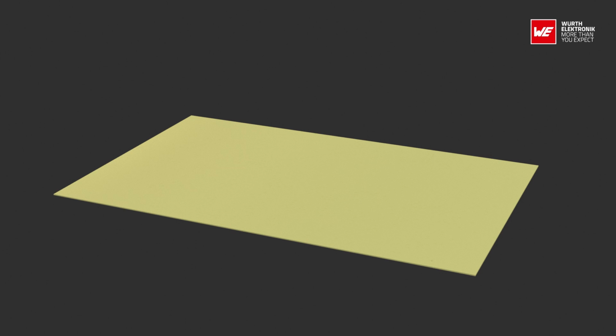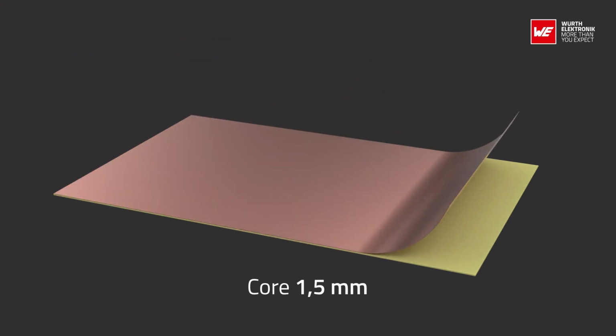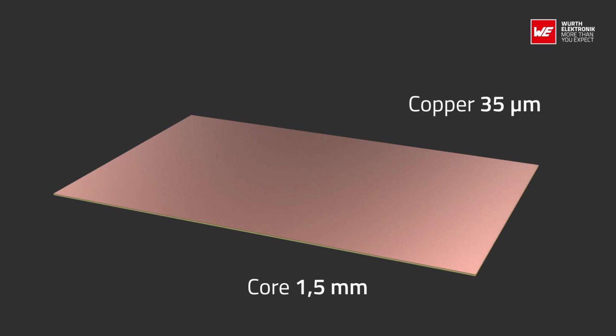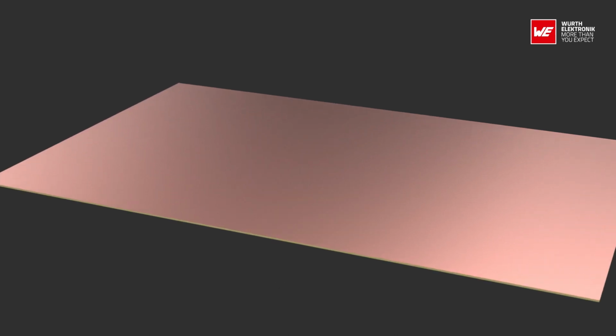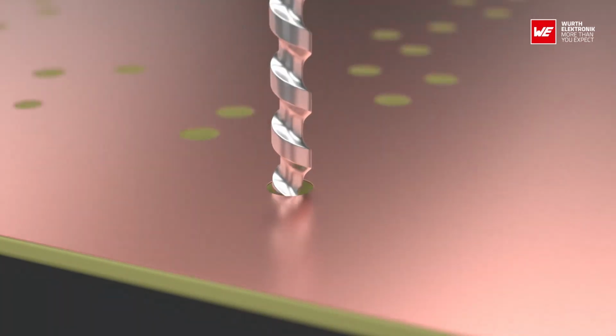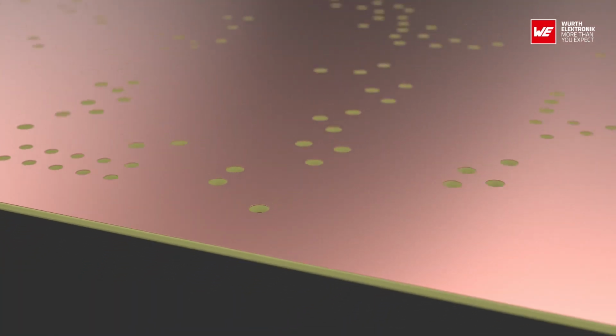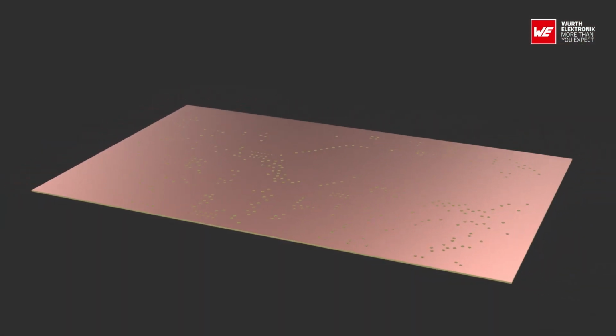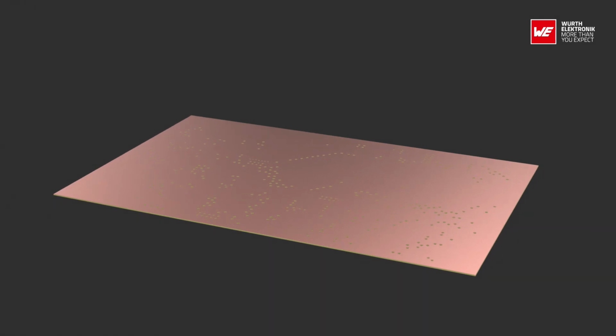It consists of the yellowish core, which is 1.5 millimeters thick. On top, there is a layer of copper. This is only 35 micrometers thick. That's only half as much as a human hair. Then the holes are drilled, which were previously created on the computer together with the lines and surfaces as a copper layout. The copper is still thoroughly cleaned and freed from dust and oxidation.